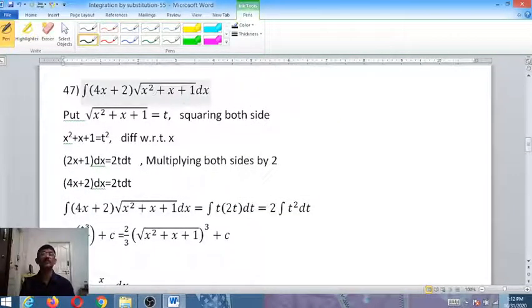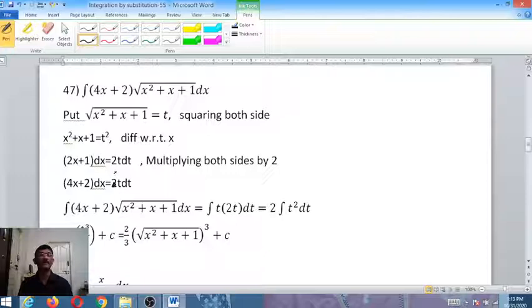Once again, we take root of x square plus x plus 1 as t. Squaring both sides, root and square get cancelled, so we get t square. Differentiate it: x square derivative is 2x, x it is 1, for 1 it is 0. So 2x plus 1 into dx equals t square, which is 2t dt. Here you have 4x plus 2, so multiply both sides by 2: 4x plus 2 dx equals 2 into 2t dt.